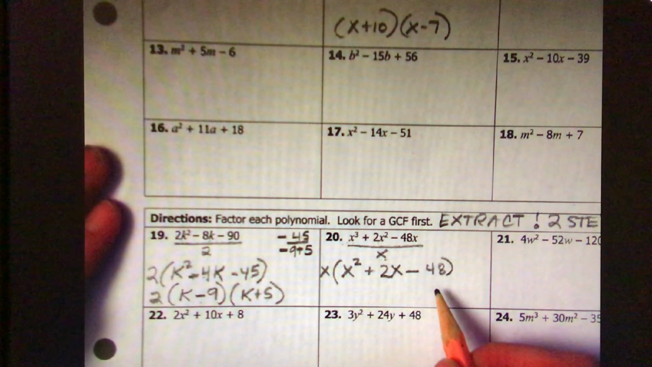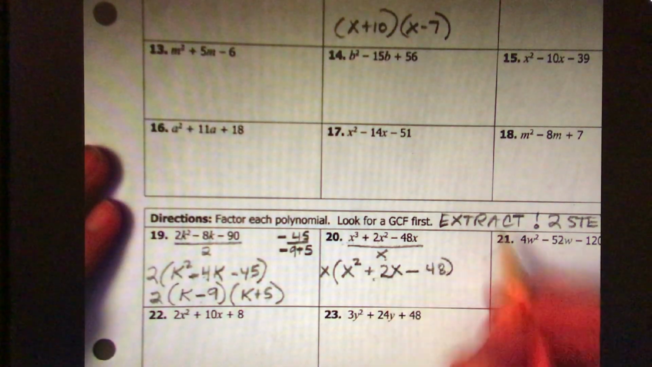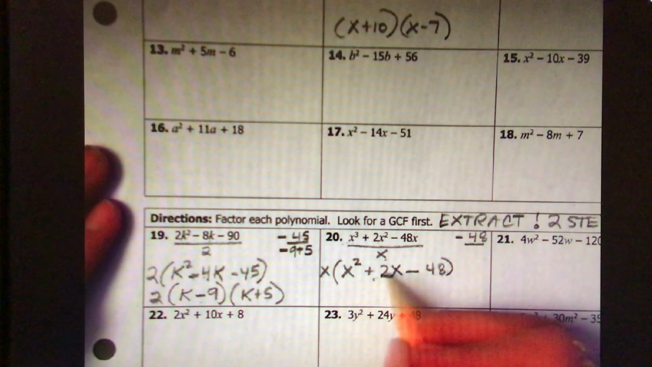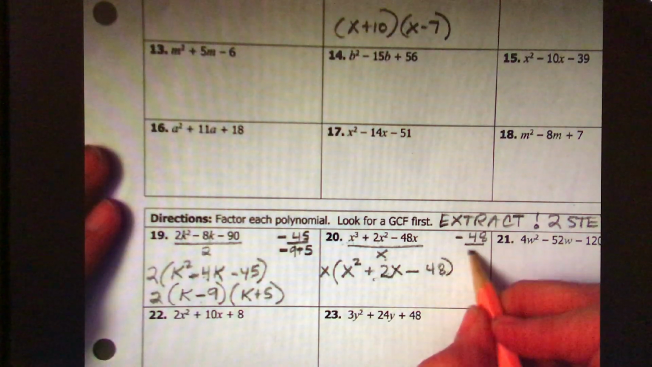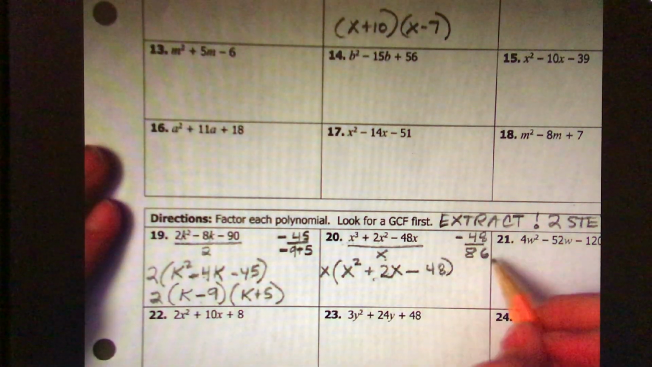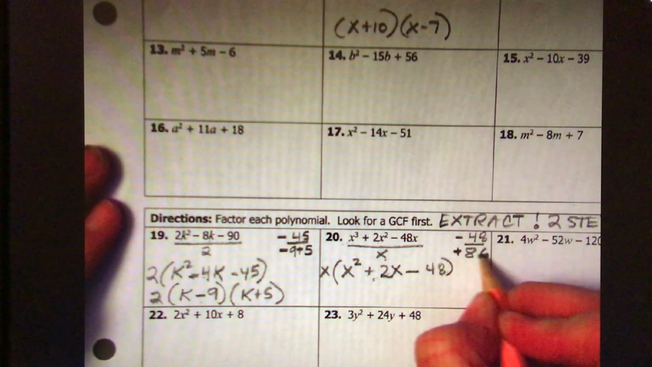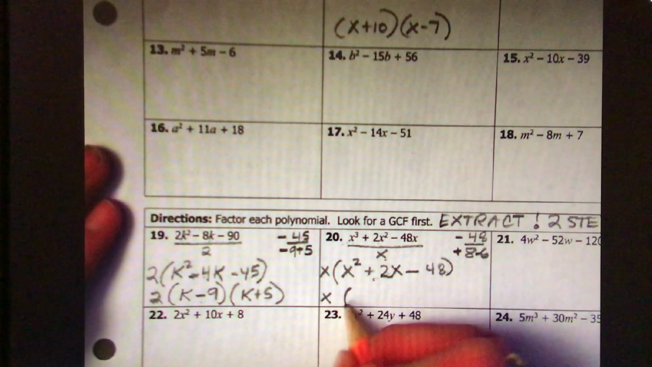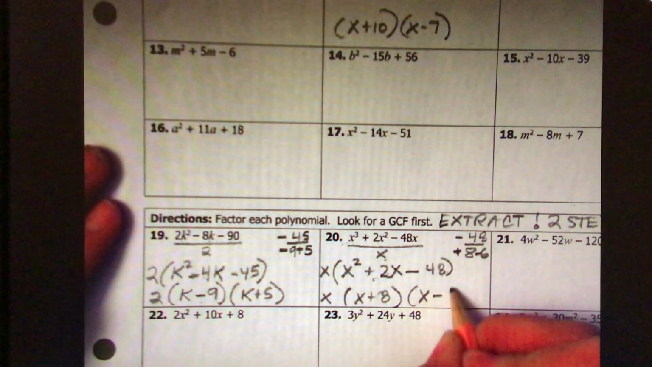And then there's another move I can make. And that is because I can do my fun little puzzle here. But I got a negative 48. I've got maybe two numbers that are two away from each other in the factor world. And I know that 8 times 6 will get me 48. And, oh, but the positive side's going to win because the bigger number has to be positive and the smaller number has to be negative. Extract binomial 1, x plus 8, binomial 2, x minus 6.